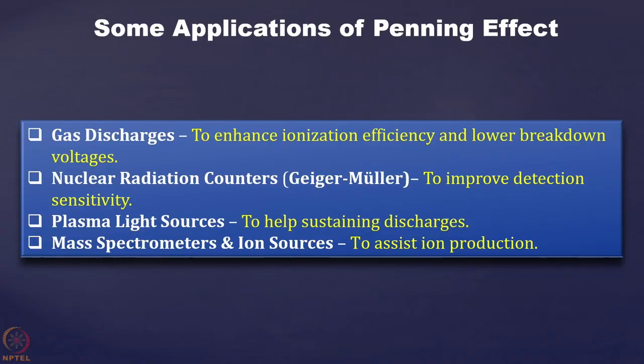Now, some applications of the Penning effect we can find in gas discharges. To enhance the ionization efficiency and lower the breakdown voltage; in nuclear radiation counters to improve the detection sensitivity; in plasma light sources to help sustain the discharges; and in mass spectrometers and ion sources, we use this to assess the ion production.